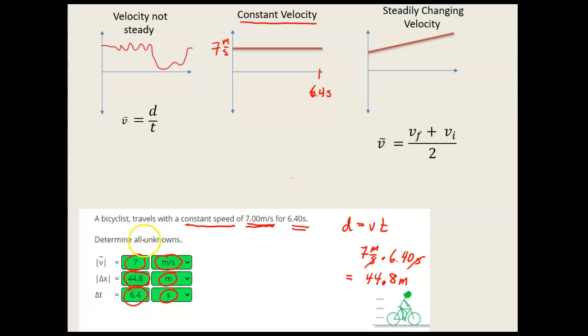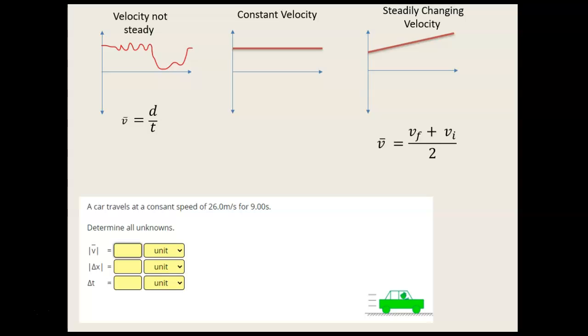So what they're looking for here is plug in your knowns. Velocity, 7 meters per second. Time, 6.4 seconds. And then calculate distance. Distance equals speed times time. Distance equals velocity times time. Displacement equals velocity times time. So you simply multiply speed times time and you get your distance. Okay?